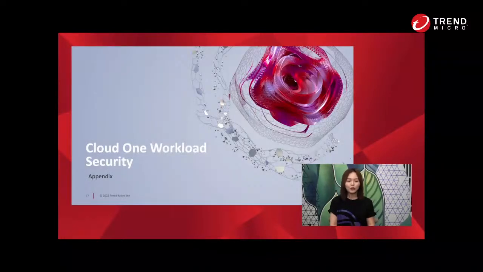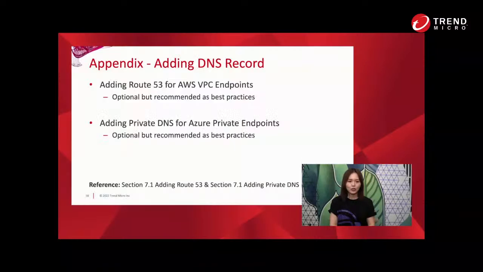So now let's move on to the appendix page. There is an appendix to add Route 53 for the AWS VPC endpoint and private DNS for the Azure private endpoint. This is an optional item, but we recommend you do this best practice if you have multiple endpoints to manage. Further to that, you can refer to the onboarding document under section 7.1.